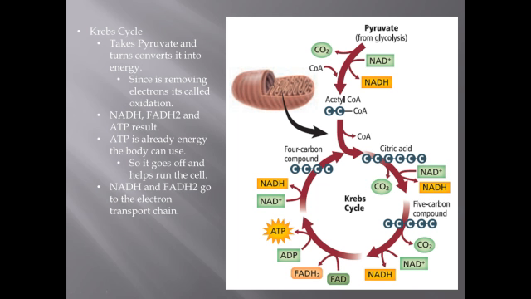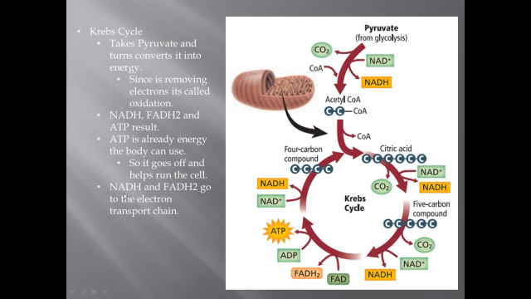Now, since electrons are being removed, this process is called an oxidation reaction. You'll learn more about that in chemistry, but it's something I just want to toss out there. So when you hear that term oxidation, you're like, haha, Krebs cycle. Now, what happens is this. Pyruvate is turned into NADH, FADH2, and ATP. Now, ATP is already energy the body can use. So once you have ATP, you're good. That can go off and do something else.